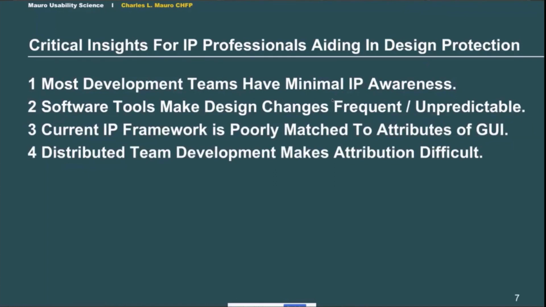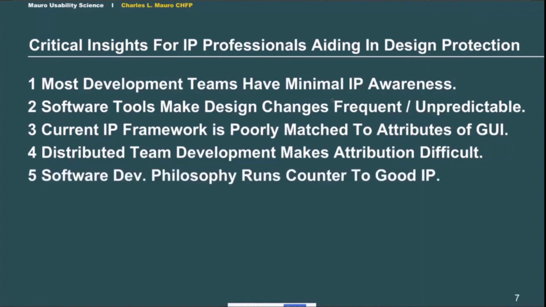Another critical problem is that distributed team development makes attribution extremely difficult. My clients have teams in India, in China, in Denver, Colorado, in San Francisco, in New York. And with these teams, it's very difficult to assign attribution as to who was the actual inventor of what. And this runs somewhat counter to the philosophy of good IP, this whole idea that agile software development is running very rapidly, and these changes are made without proper controls.